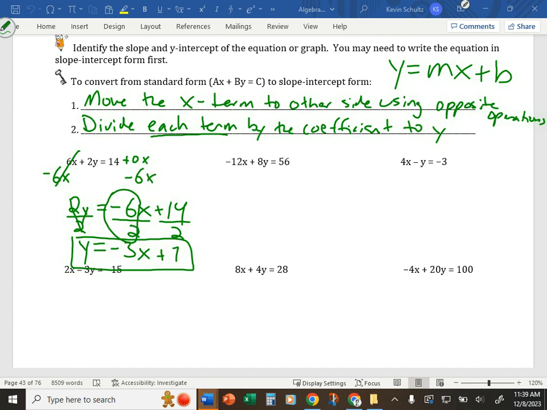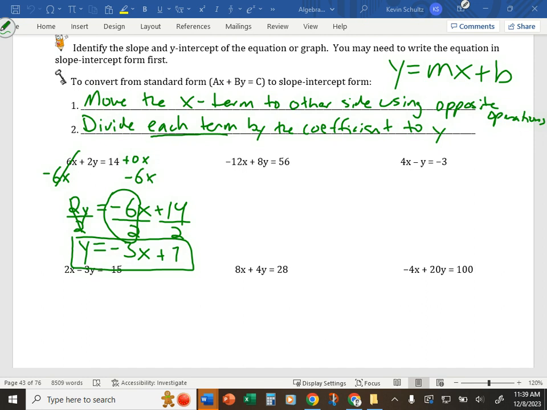Because it's a slope, right? The rise over the run. You want that to be a fraction. The y-intercept, that could be a decimal, fraction, whatever. But for the slope piece of it, if it doesn't divide evenly, just leave it as a fraction in simplest form. Negative 12x plus 8y equals 56.